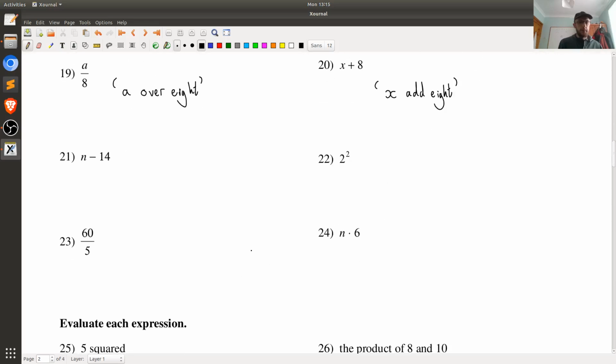N take 14 comes next. Followed by 2 squared. Do not say 2 to the power of 2, although it's technically correct. It's a special case when we have a power of 2, and we always say it as 2 squared in this case. Right, here we have 60 over 5. And n times 6.